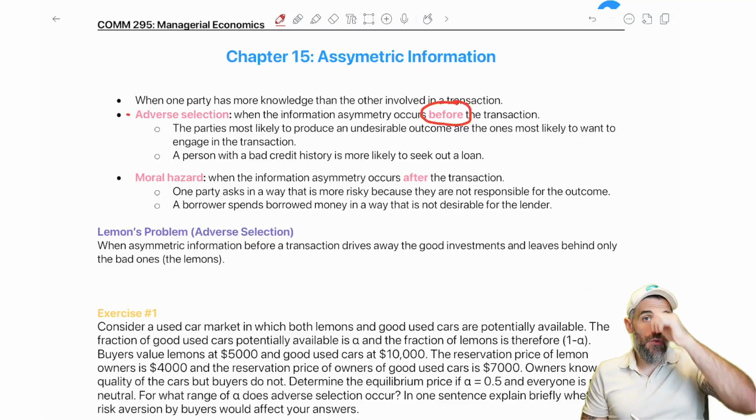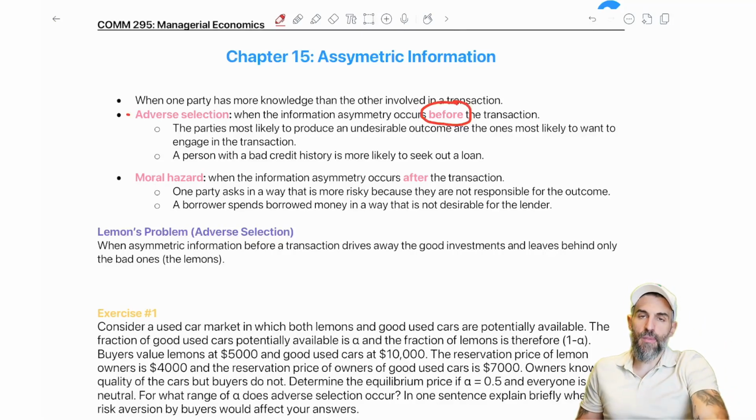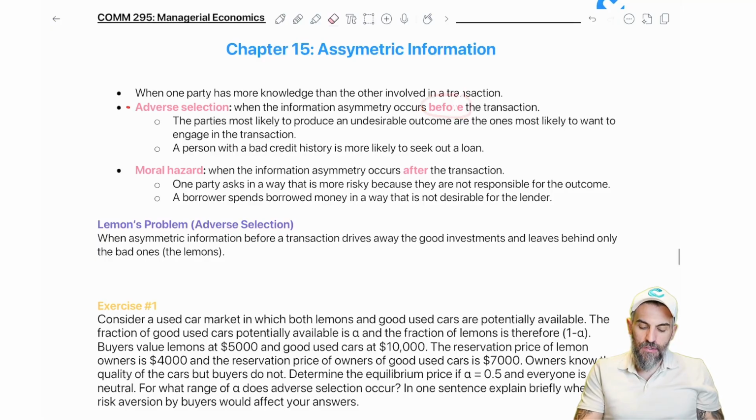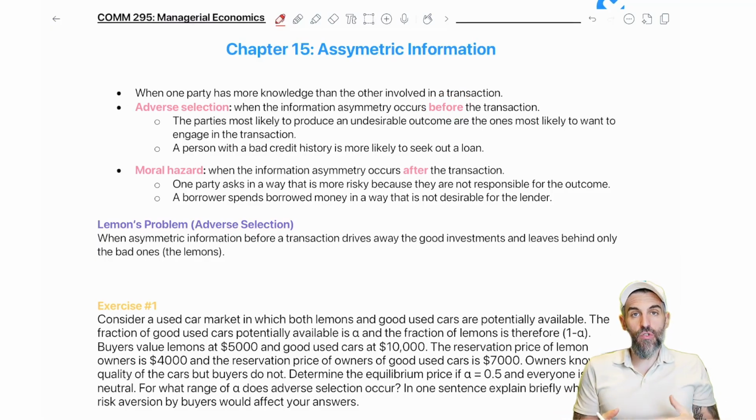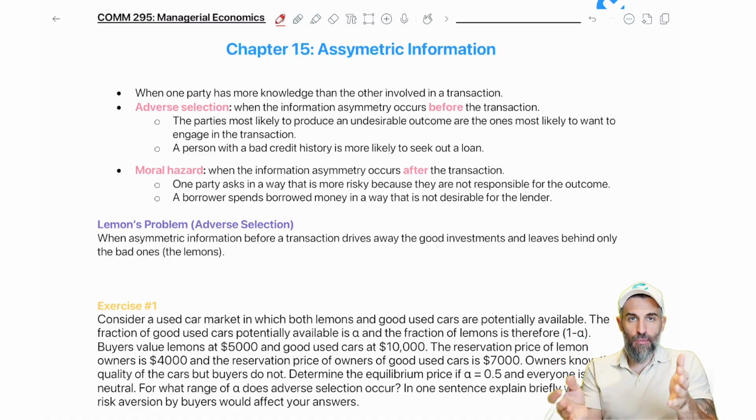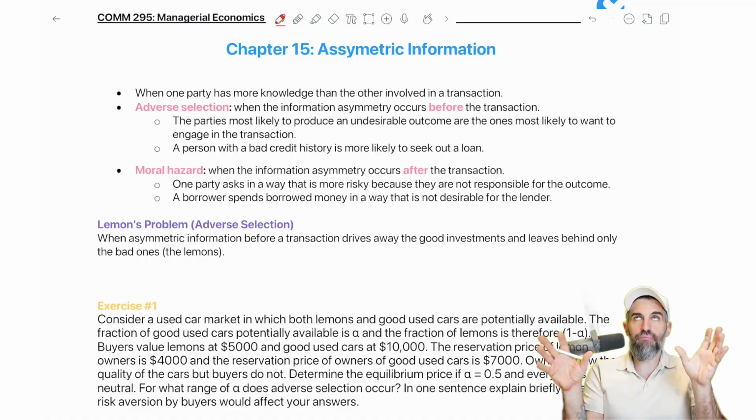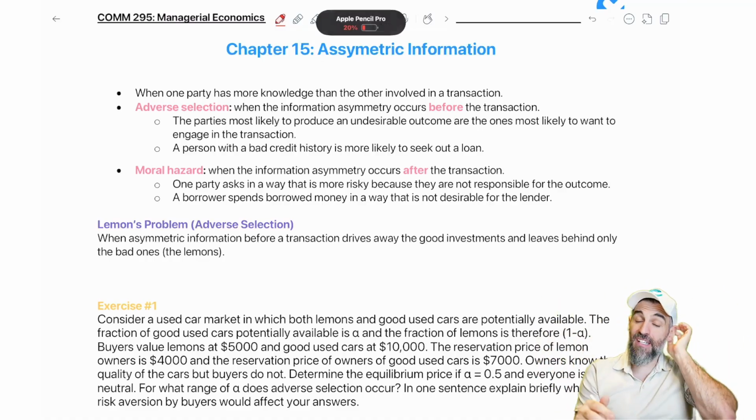Hey everybody, in this chapter we are going to be talking about asymmetric information, and all that means is when two parties to a transaction don't have the same amount or type of information, right? That's the asymmetry. So symmetry would be that they both had the same information, asymmetry they don't. And really there are two big problems or categories of asymmetric information.